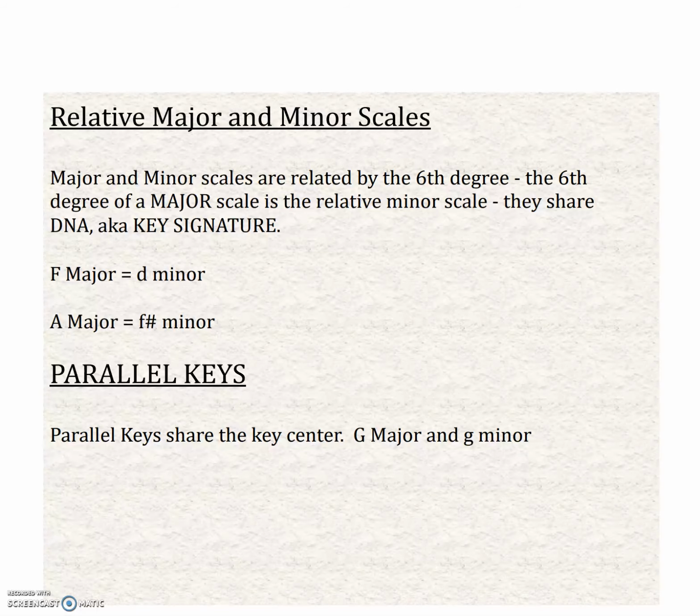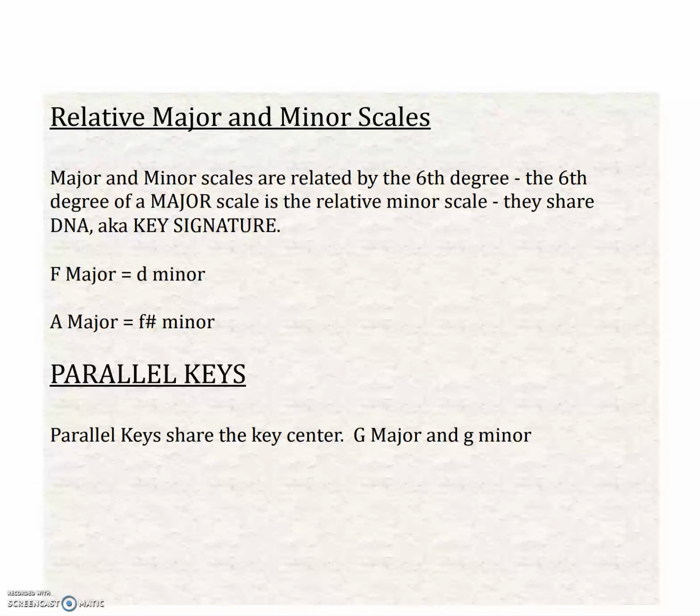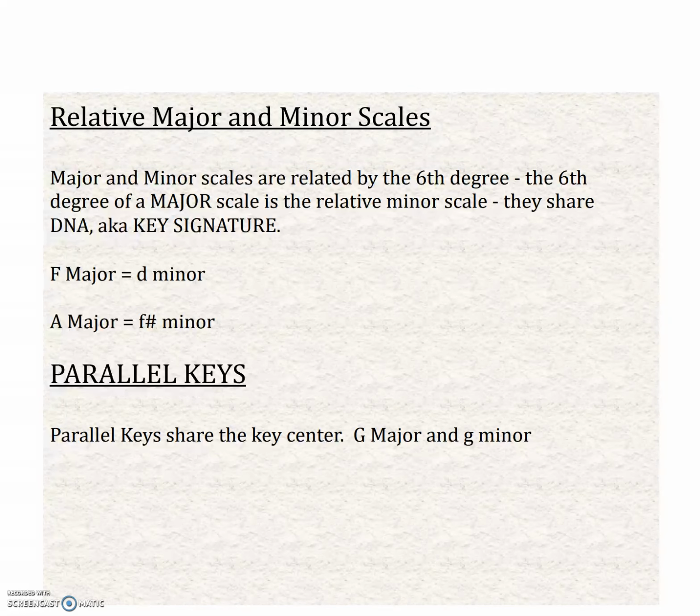Okay, so there's a couple more topics in the second chapter. The first are called relative major and minor scales. So if you haven't guessed, scales are related. And there's two ways that they are related. The first way that they are related is essentially by DNA.